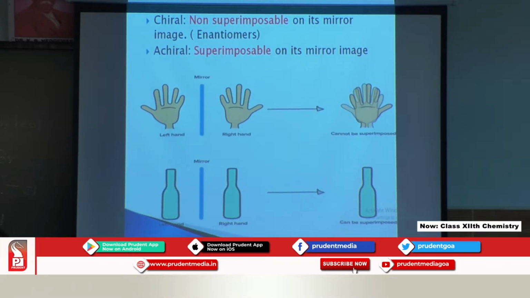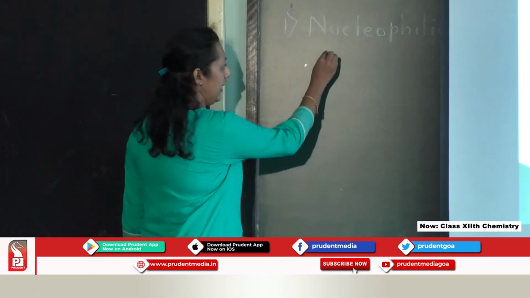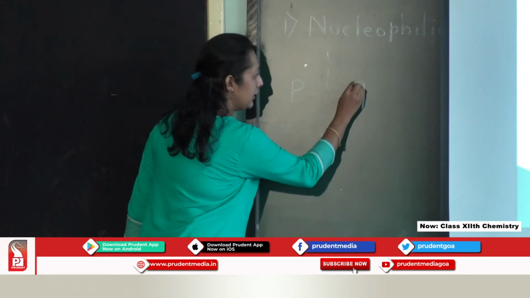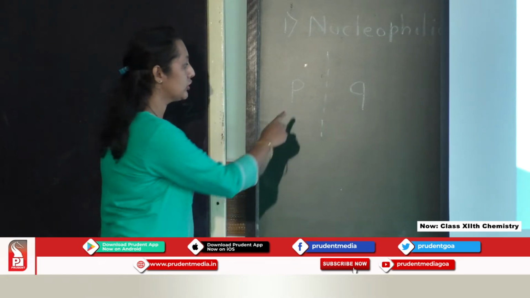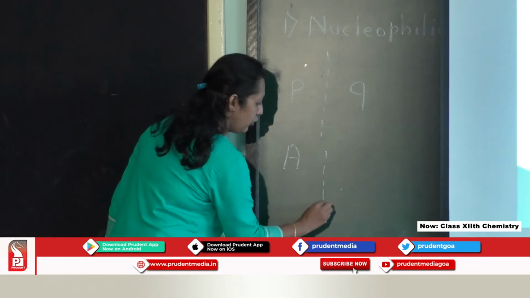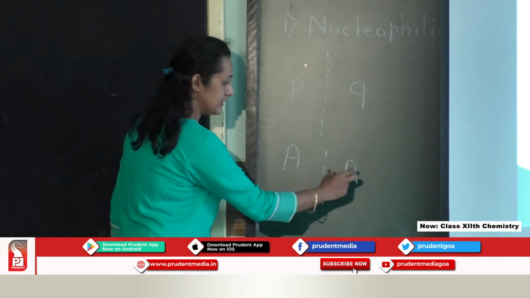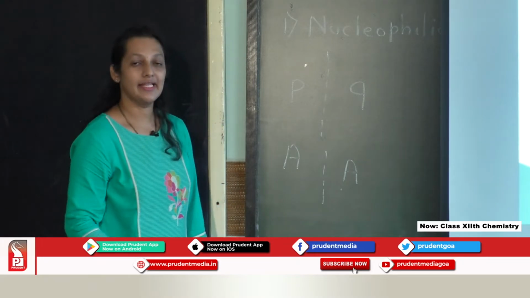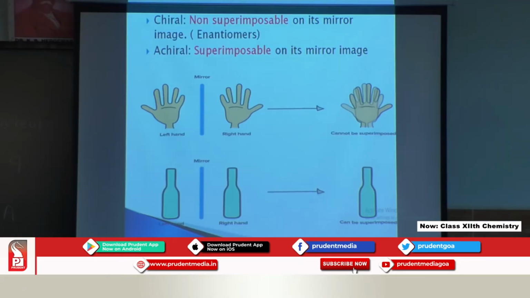Let us take an example. Now, if I take the alphabet P and draw the mirror image of that, it will look like this. If I place the letter P on this, it will not coincide. So, this is known as chiral. For the second alphabet, if I take A and draw its mirror image, it will look like this. If I place this on this, it will coincide, and that is known as achiral, and that property is known as achirality. Non-superimposable mirror images are also known as enantiomers.